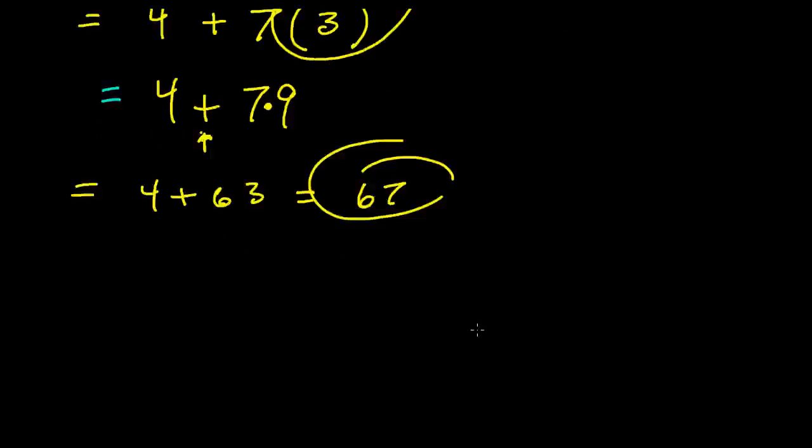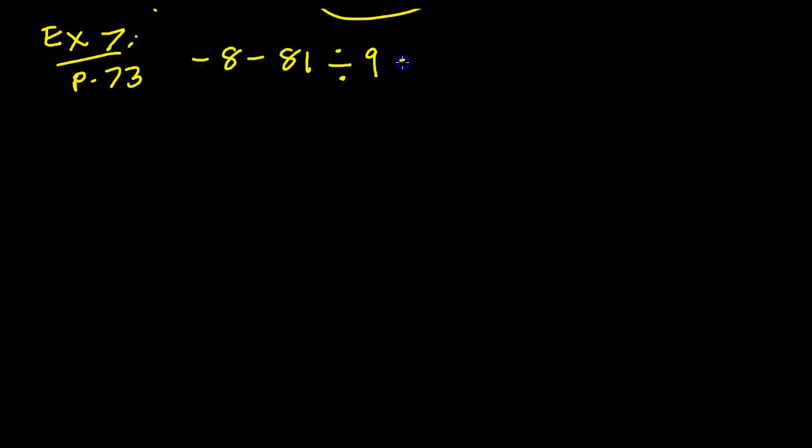That's example 6. Let's do example 7, same page. Again, a little nastier. Minus 8 minus 81 divided by 9 times 2 squared plus 7. All right, we got a lot going on here. No parentheses, so looks like I'm going to do exponents first. And there's only one exponent operation here, 2 squared, and that's going to be, of course, 4, leaving all other operations pending.